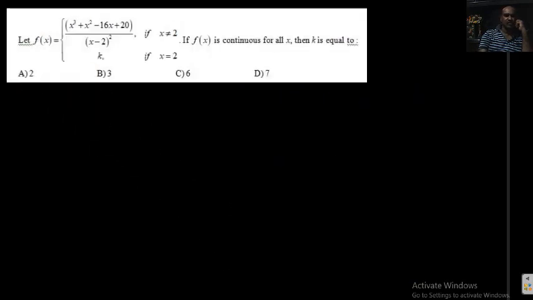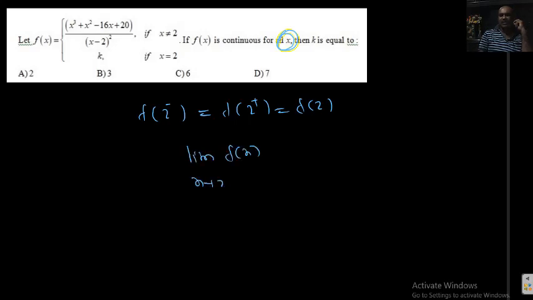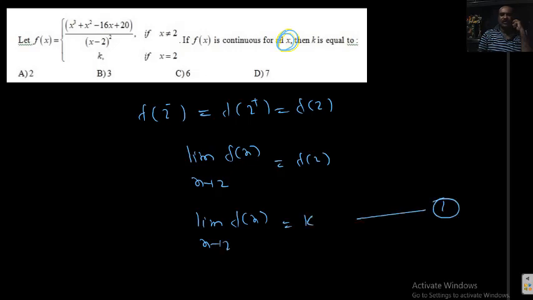Okay students, next problem. The function is continuous for all x, which means especially it's continuous at 2 also. The meaning of that is f of 2 minus should equal f of 2 plus, which should equal f of 2 only. Or in other words, the limiting value of f of x as x tends to 2 should be equal to f of 2, which is k. We just want to find the limiting value of the function. That only is the k.